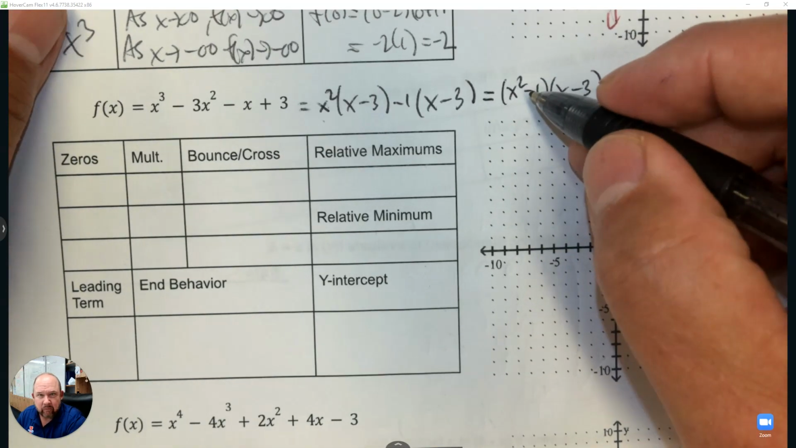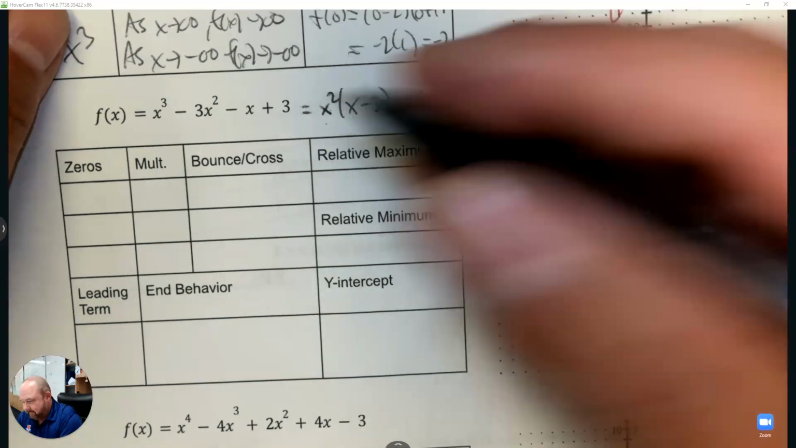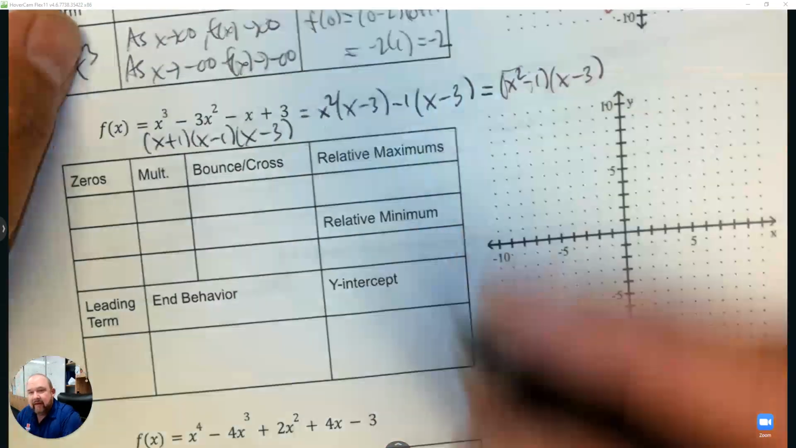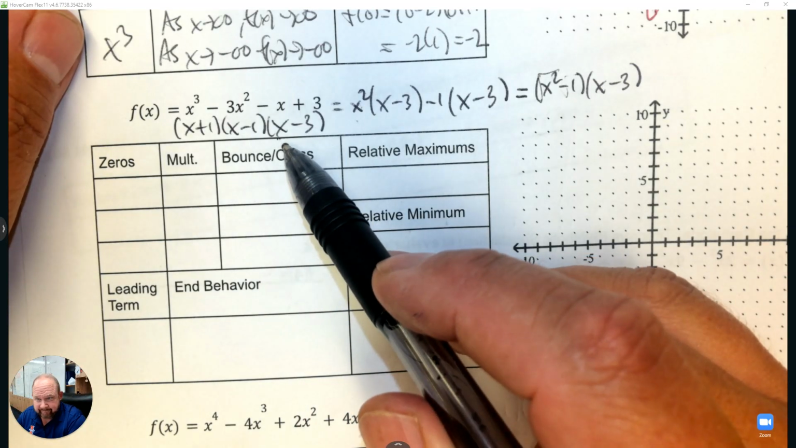Now, x squared minus 1 is a difference of squares. So you can square root each one and get x plus 1, x minus 1. And then the last factor is x minus 3. So now you have both. You have this expanded and you have all the factors.